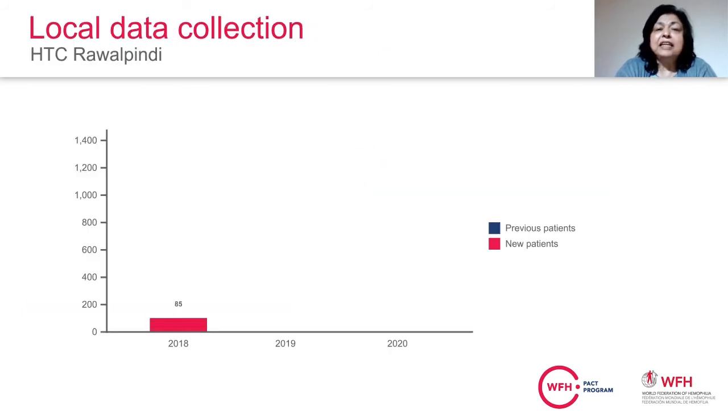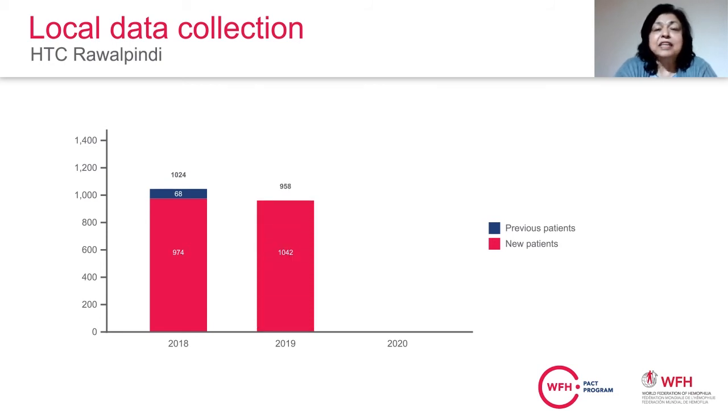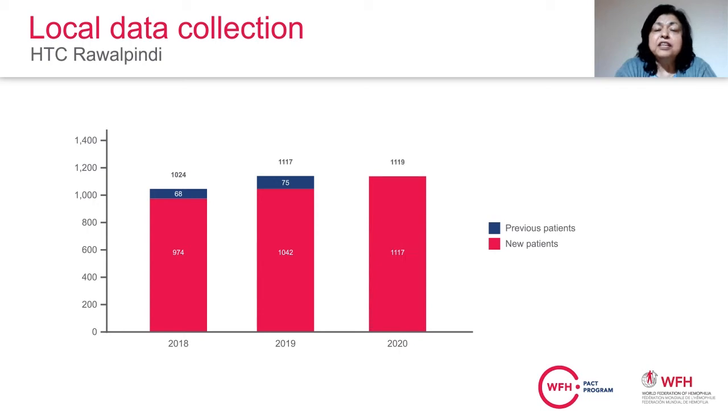If we look at the local data from my center in Rawalpindi, we can see clearly on this graph that over the years, not only the total number of patients increase, but there is also increase in new patients. That means that our awareness and our outreach is going in the right direction.